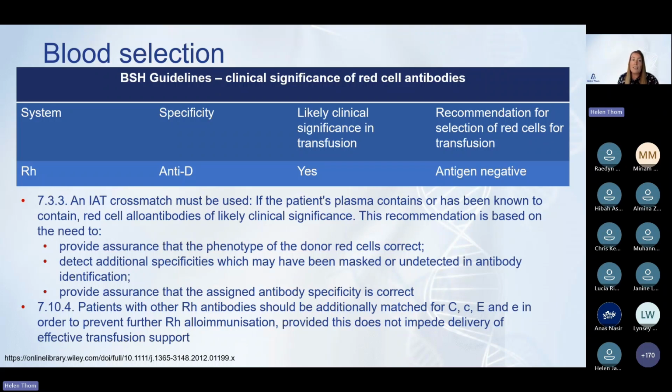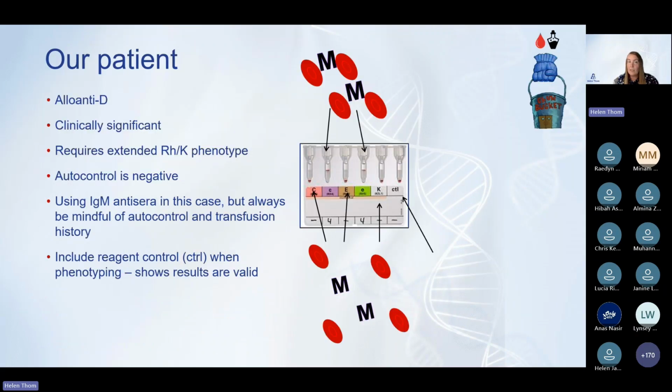And this is just a recommendation to provide reassurance that the phenotype of the donor red cells is correct, because you might inadvertently pick out the wrong unit and then your IAT cross-match will be incompatible, which might prompt you to think, have I selected the right cells? It can help you to detect additional antibodies, or there might have been masks that you've not actually excluded in your antibody ID. And it just gives you reassurance that your antibody specificity is correct as well. And there is a note here saying if you found an RH antibody, you should really do an extended RH phenotype, provided it doesn't impede your provision of blood.